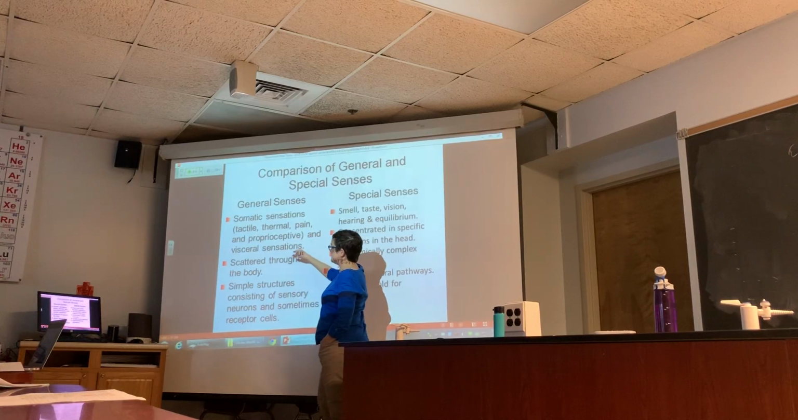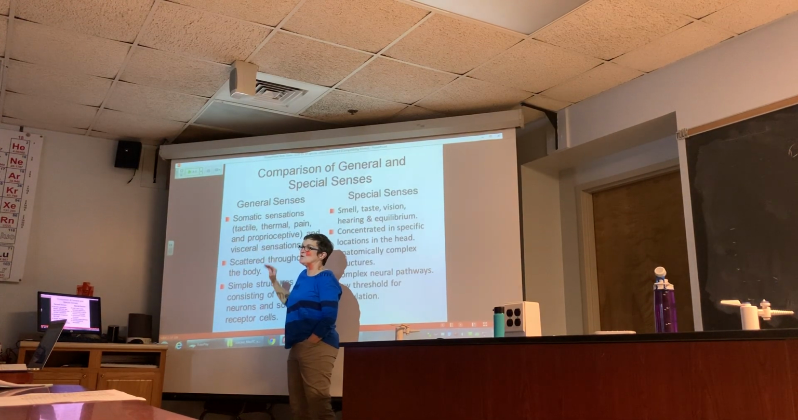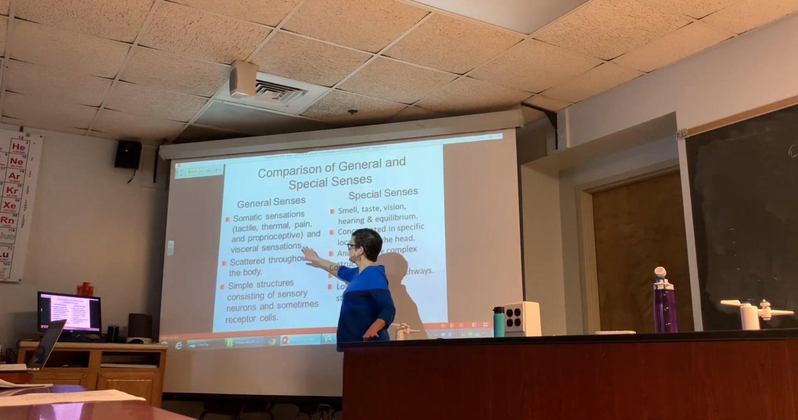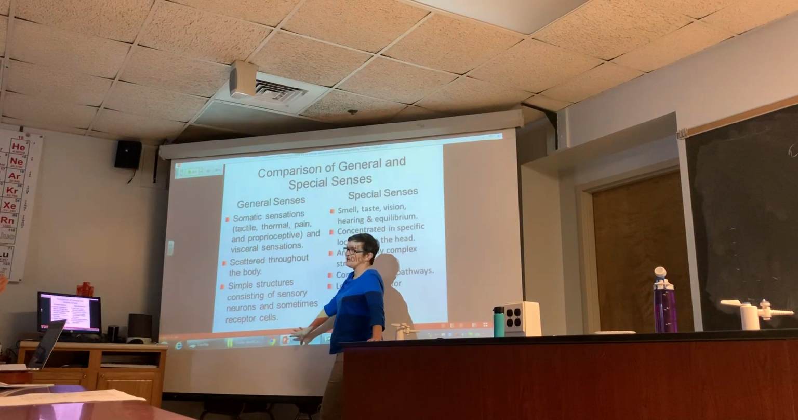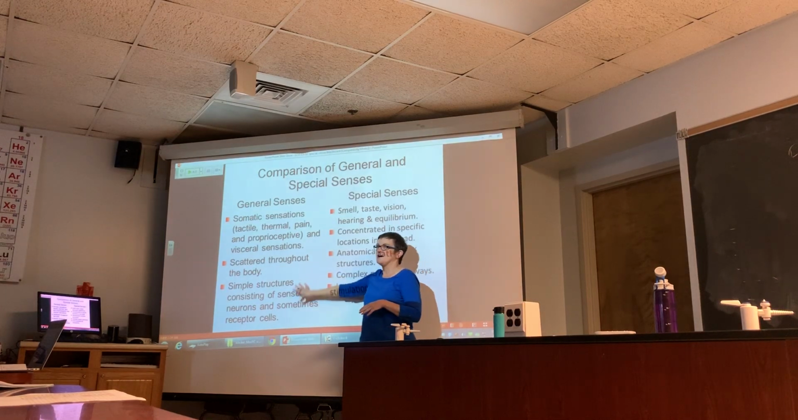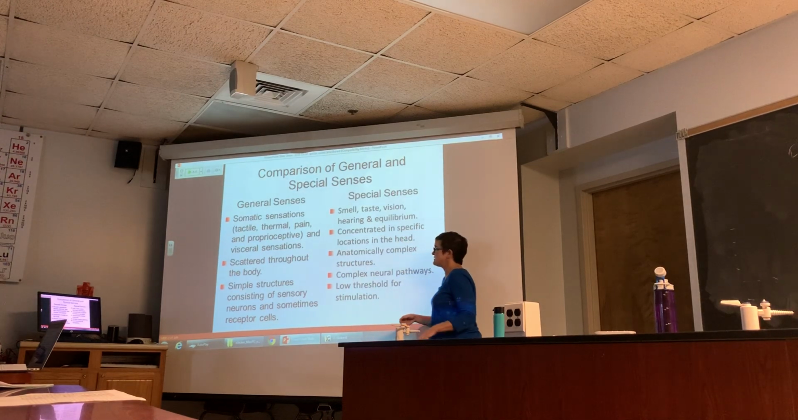And then visceral sensations, which are sensations coming from your viscera, and some sensations you feel, like pain and discomfort, but others, like stretching of your bladder, you feel that. But many visceral sensations you are not consciously aware of. You're not consciously aware of your blood pressure and the pH of your blood. Those are visceral sensations. And these are found throughout the body, and they consist of simple sensory structures, either sensory neurons or receptor cells that stimulate sensory neurons, but they're not very complex. They're just basically sensory neurons or the receptor cells that communicate with the sensory neurons.